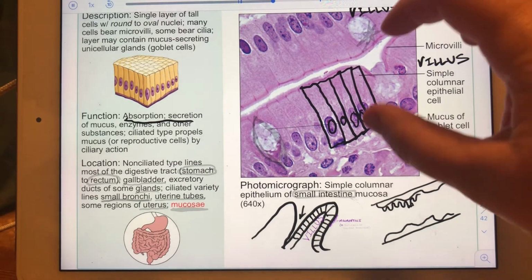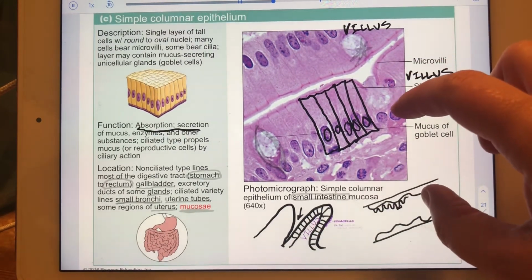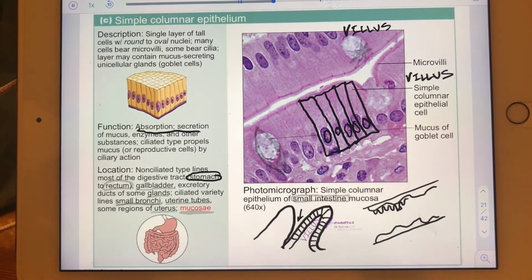We're expecting to find simple columnar epithelium in the stomach, and in the stomach it would not feature microvilli. In the small intestine, obviously, and that's actually what this photograph is of. Also in the large intestine, but in the large intestine, no microvilli. And in the rectum, which is actually part of the large intestine, just our neighborhood of the large intestine. Some glands will feature simple columnar epithelium. The gallbladder features simple columnar epithelium.